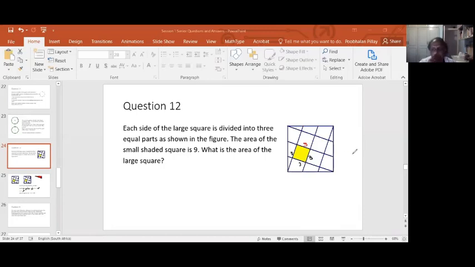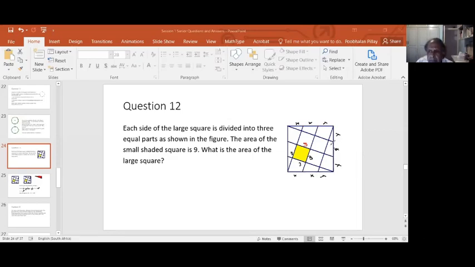Now, I just want to point out here that we don't know the area of the large square. All we know is the area of this little square. But suppose each piece here is x, because all the sides have been divided up into 3 equal pieces. So I'm going to just write down x here up to a certain point. Okay.